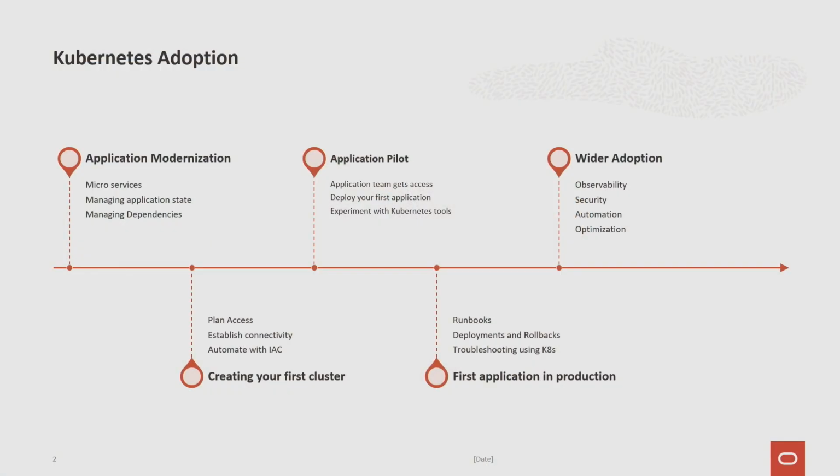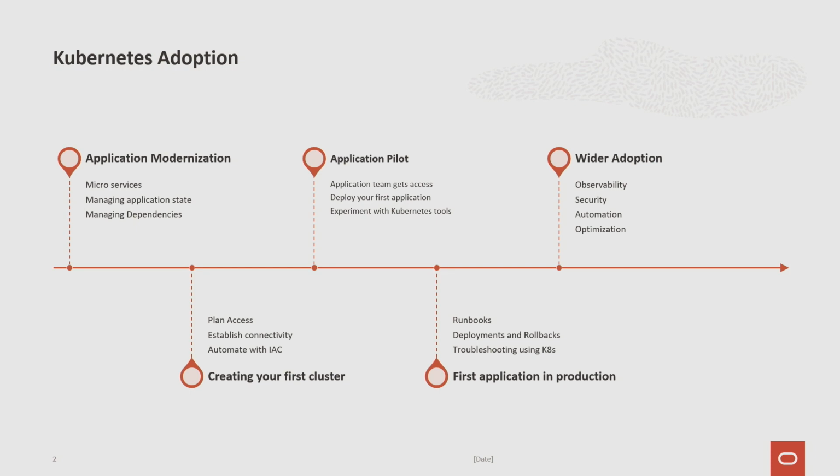Especially if you have a complex system that has connectivity to your existing on-prem systems and other dependencies, how do you establish connectivity? And when you're running on a cloud provider, you are also thinking about automation, because this is one of the big benefits that come with any cloud vendor. You have the ability to automate your infrastructure. So you move on from application modernization focus to creating your first cluster where you actually focus on these kinds of things. Then you do an application pilot.